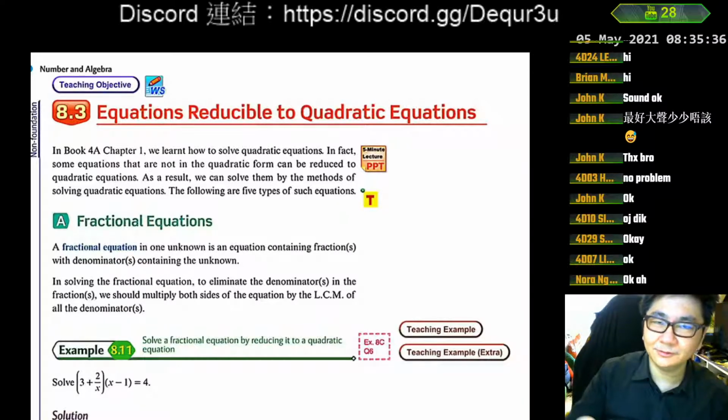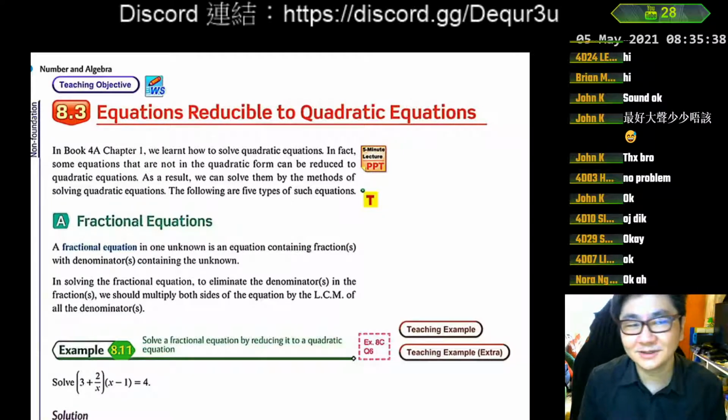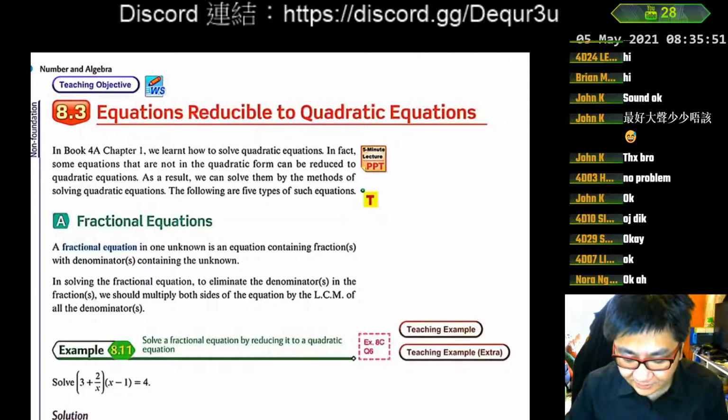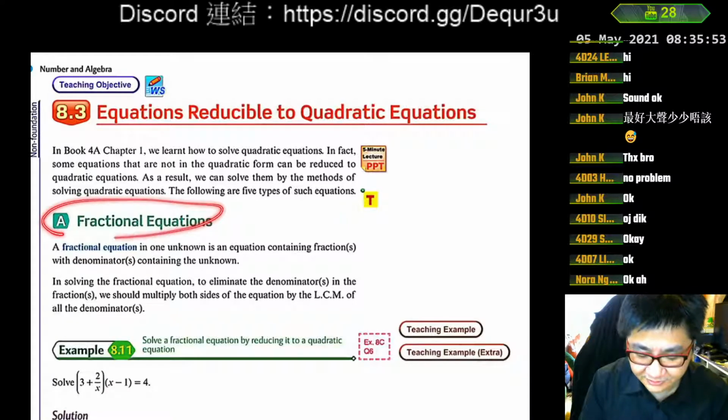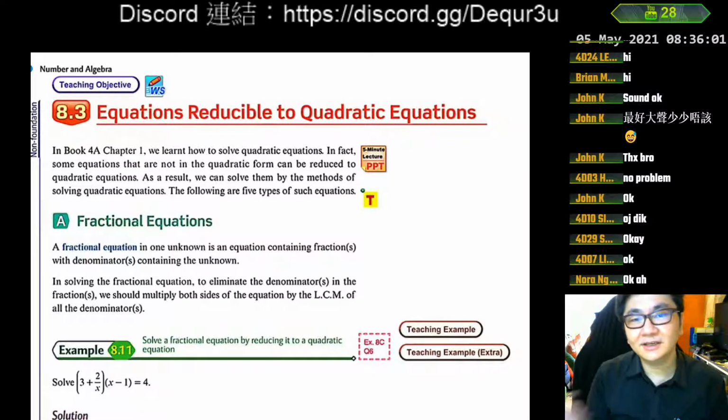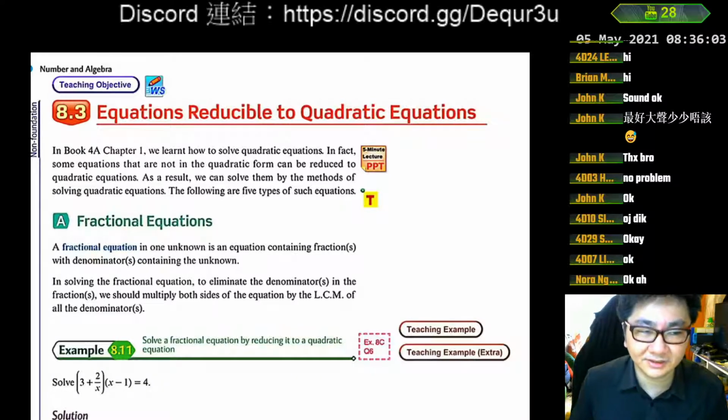But we don't really need to remember all those 5 types, because usually when we see the equation, we will simplify it and try our best to make it quadratic if possible. So let's see some examples. The first kind is about fractions. Sometimes the equation may involve fractions. But after doing some rearrangements, we can make it into a quadratic equation.